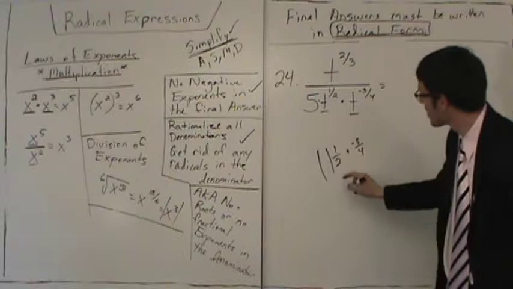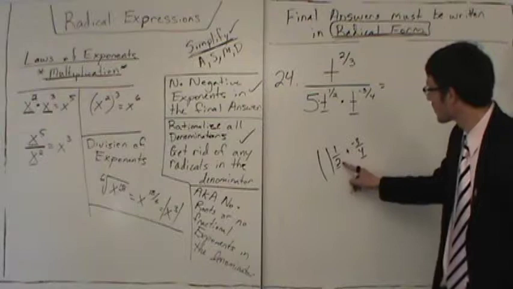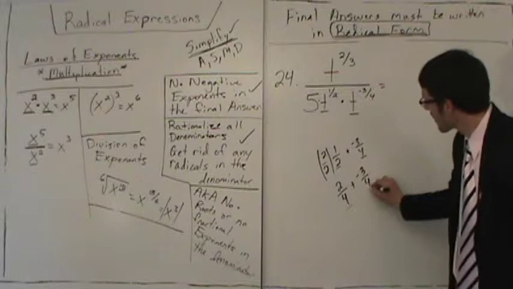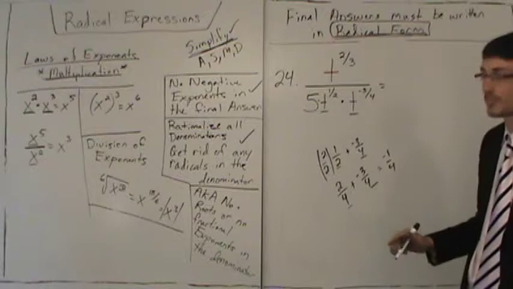We want to make one of them larger. We can't make the 4 larger to match the 2, but we can make the 2 larger to match the 4. So we're going to multiply by 2 over 2. Whatever we do to the bottom, we do to the top. This is 2 over 4 plus negative 3 over 4. Our denominator does not change. The denominator stays 4, we add the top. 2 plus negative 3 gives negative 1. So 1/2 plus negative 3/4 gives negative 1/4.